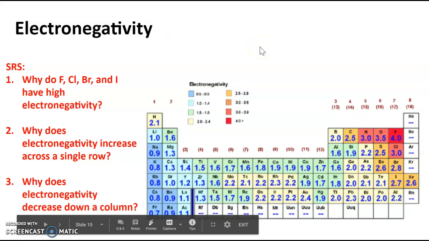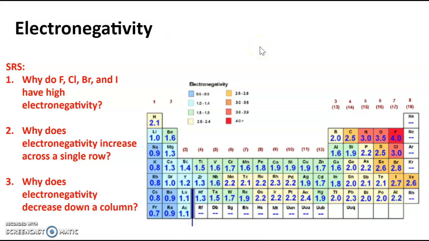All right, so student response sheet. Why do fluorine, chlorine, bromine, and iodine all have a high electronegativity? Why does electronegativity increase across a single row? And why does it decrease down a column? Answer to the best of your ability, and I will talk you through it in a moment.